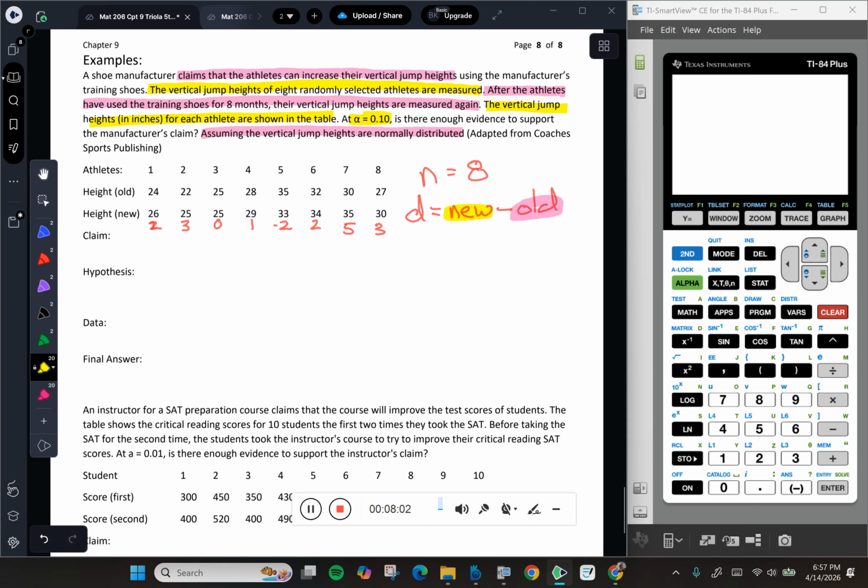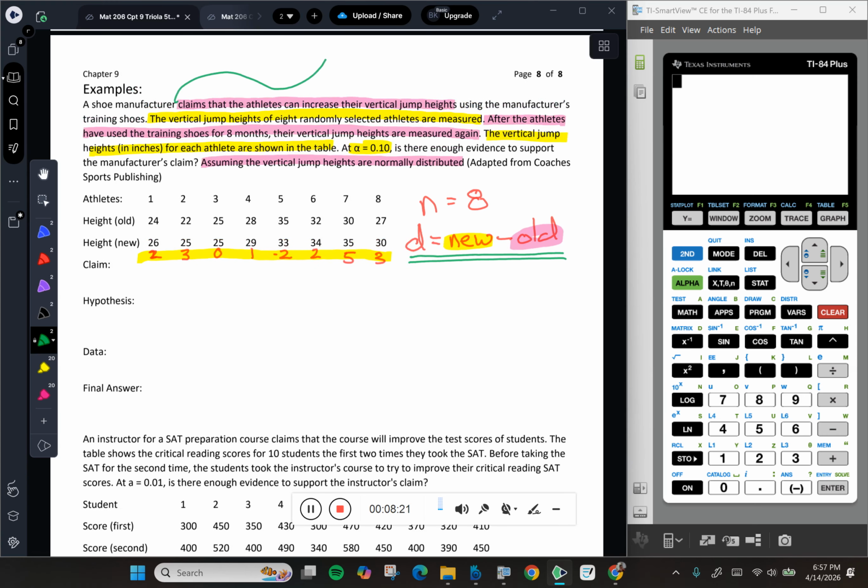So this new third data set that I just created here, by finding D values, that's the data set we're actually going to test. That's the data set that the claim is going to be against. Right? So here's where it gets tricky. If the claim is that the jump heights increased, and we define D as new jump height minus old jump height, then the claim of an increase would mean that the mean of the differences better be greater than 0.